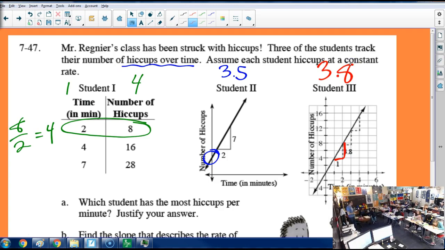So, which student has the highest hiccup rate? Student 1. Yes, but student 1 is also getting kicked out of my class first. Stop hiccuping. If you look at the wording, the students are keeping track of their own hiccups. Well, yeah, because they're annoyed. Well yes, hiccuping is annoying.